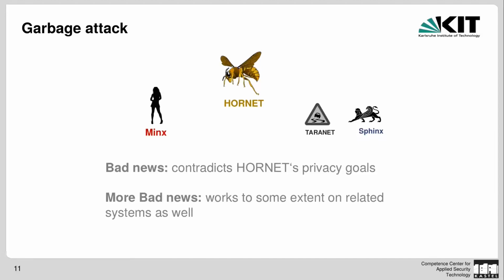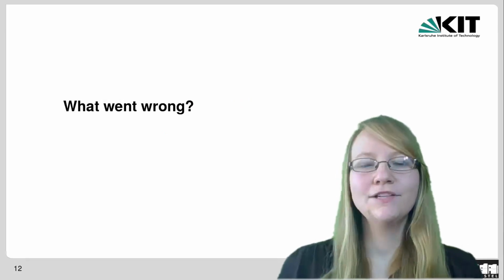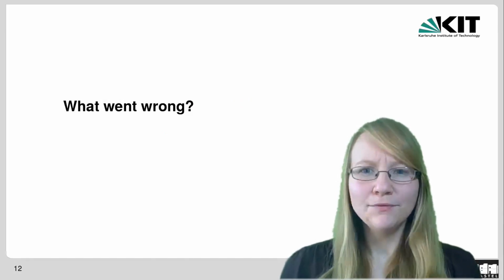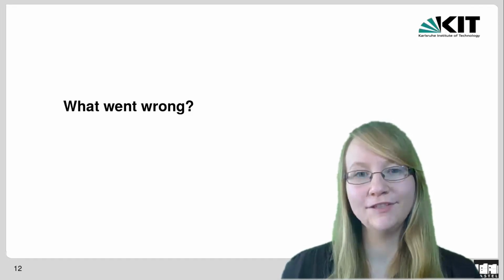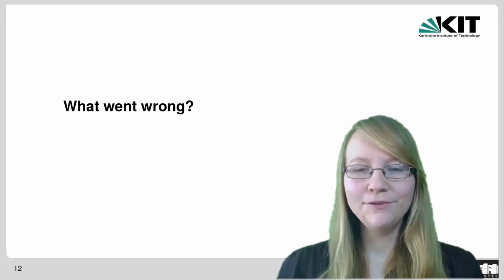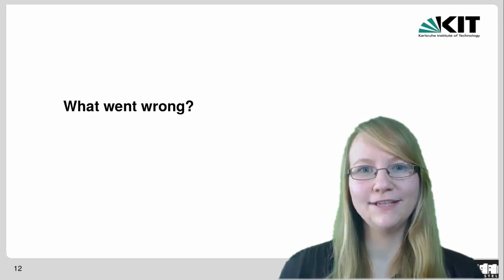Only for Tyranid and Sphinx it violates their model. This brings us to our natural next question. What went wrong? How can there even be such a flaw in those systems if they were proven secure? And therefore, we need to understand a little bit about the proof technique.